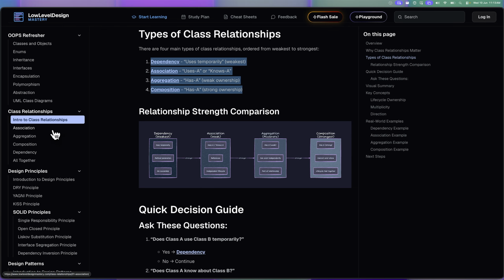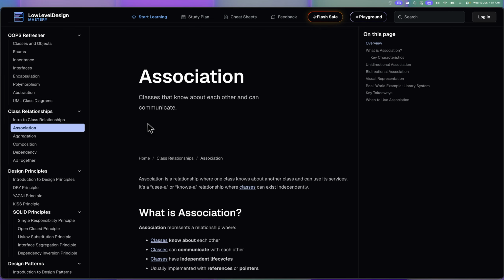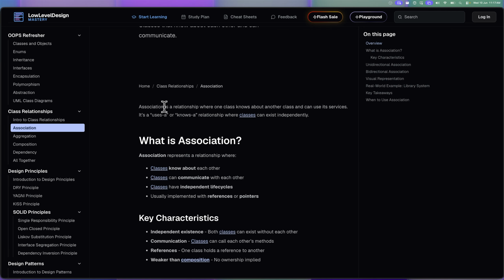relationships, right? So starting with the association relationship. Now let's understand the association relationship. It says association is a relationship where one class knows about another class, and then it can use its services. It is a uses relationship or a knows-a relationship where classes can exist independently. So let's break down this definition. The first line says one class knows about another class.